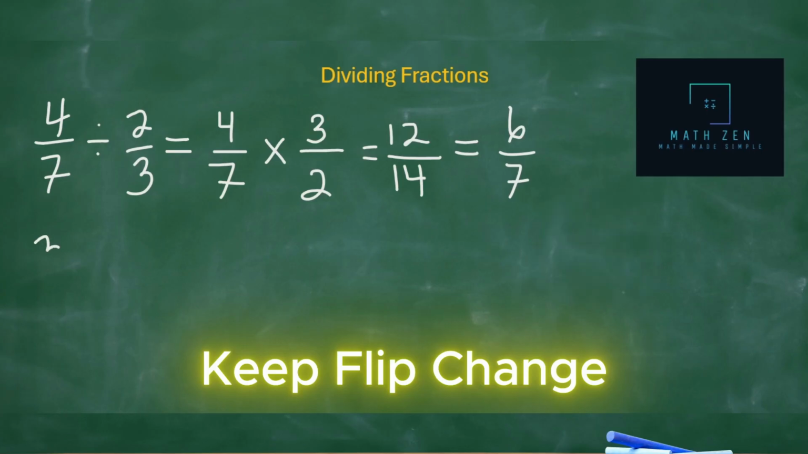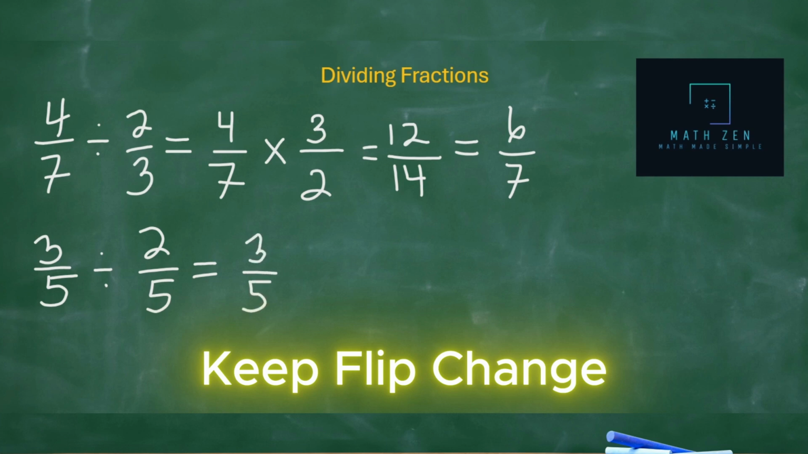Let's do 3/5 divided by 2/5. Let's see if having the same denominator changes anything here. All right, so we're going to keep the first term. So we keep 3/5. We're going to flip the second term, which is going to give us 5/2. And we're going to change the operation from division to multiplication. And that's going to give us 15/10.